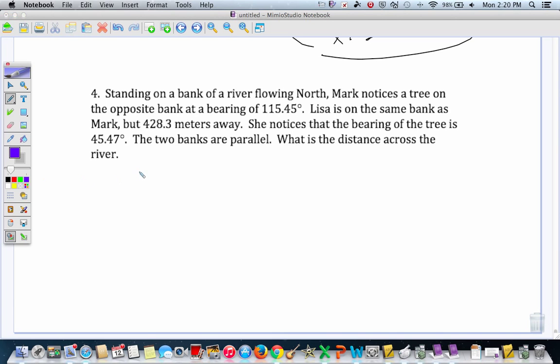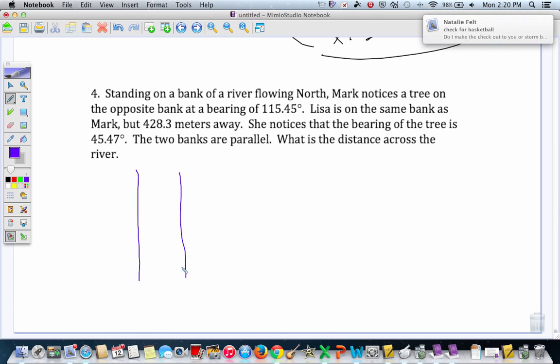So let's just start out and make our river flowing north. So we'll draw straight up and down here for our river. And just randomly somewhere over here, we'll put Mark.